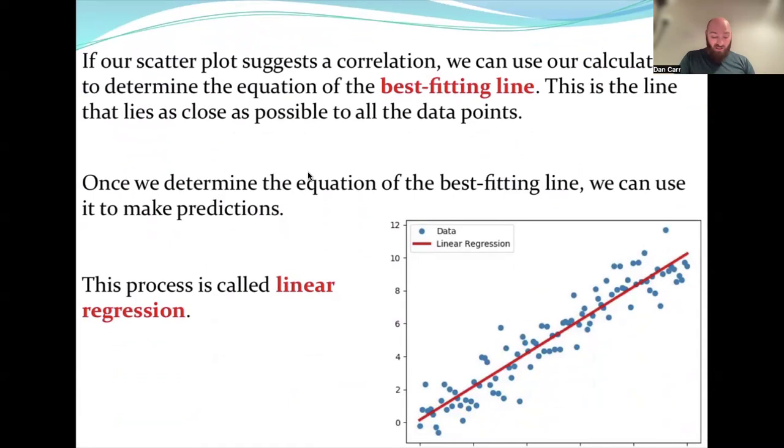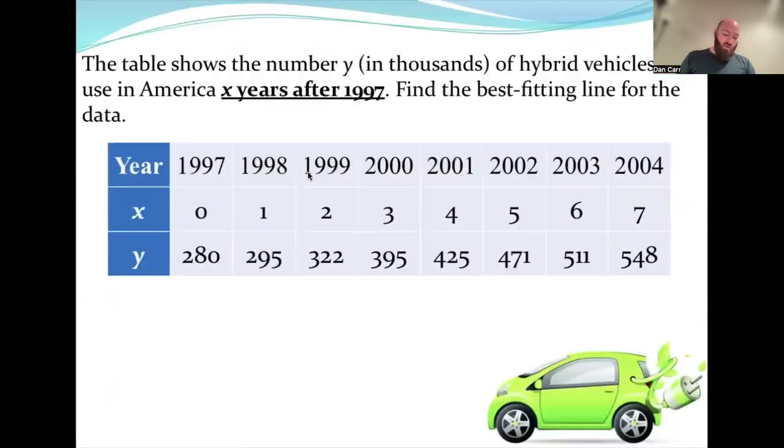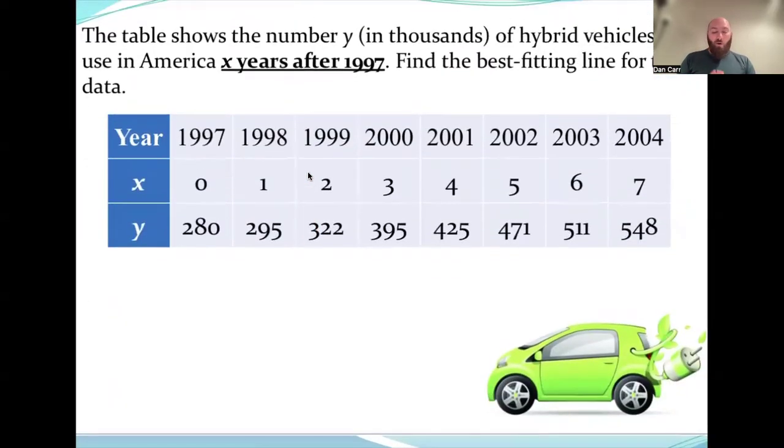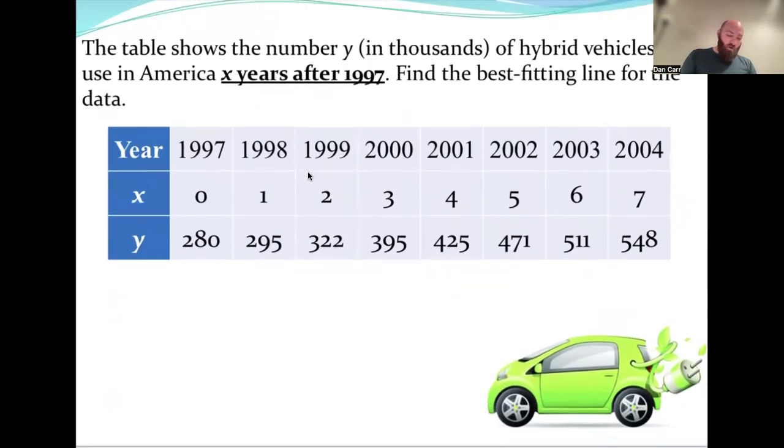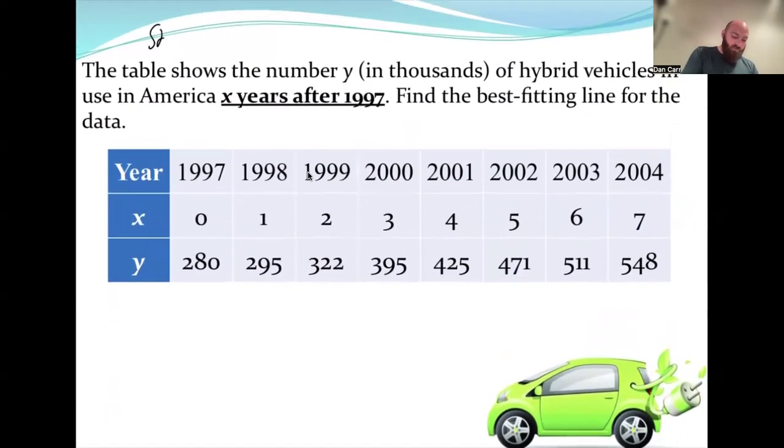If our scatter plot suggests a correlation, we can use our calculators to determine the equation of the best fitting line. We're going to use tech for this one. This is a line that lies as close as possible to all the data points. Once we determine the equation of the best fitting line, we can use it to make predictions. This process is called linear regression. I'm going to write down the buttons you have to press to get this on a TI-84, but I'm going to show you with Desmos how to do this. First thing, you're going to go to Stat and Edit.